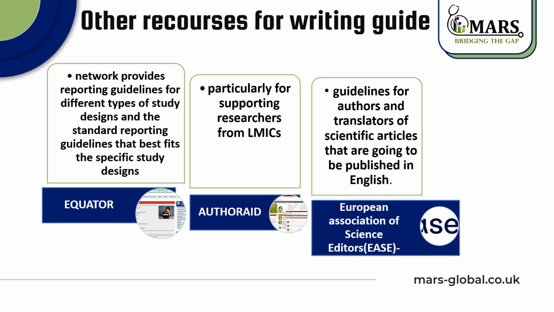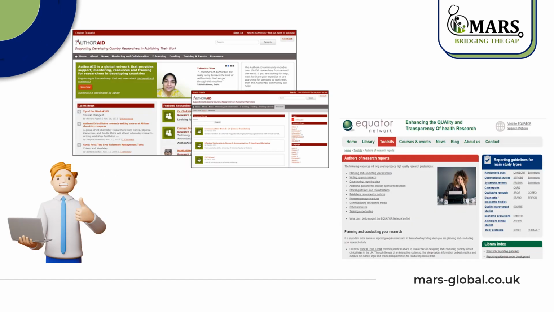There are other sources for writing which can guide us. For example, there's the Equator website, which provides reporting guidelines for different types of study designs and the standard reporting guidelines that best fit the specific study designs, for example, CONSORT, STROBE, etc. And there's Author Aid, which is particularly important for supporting researchers from the LMICs. And there's the European Association of Science Editors, EASE, which provides guidelines for authors and translators of scientific articles that are going to be published in English.